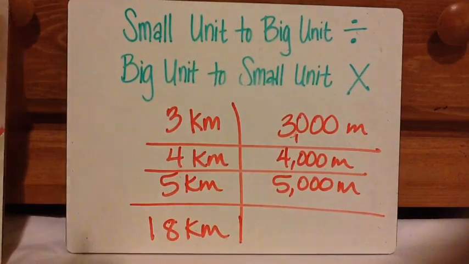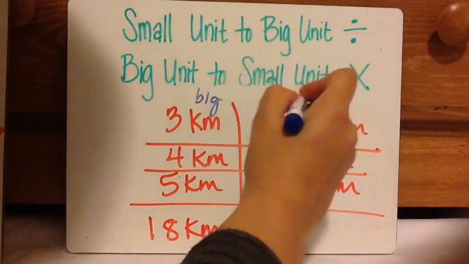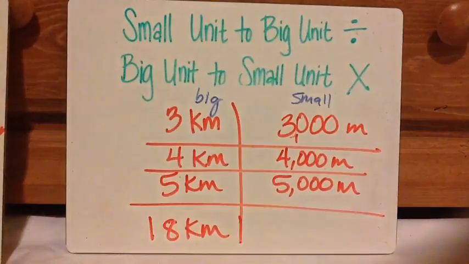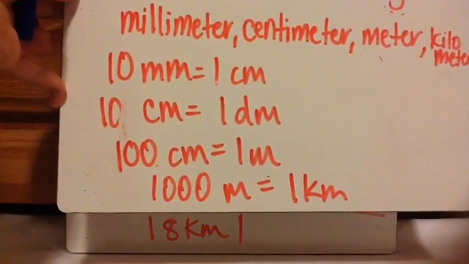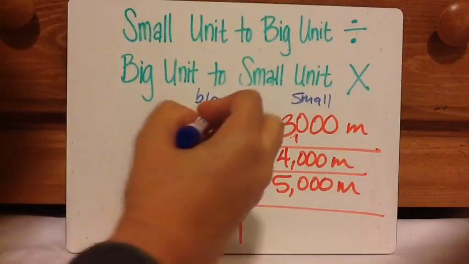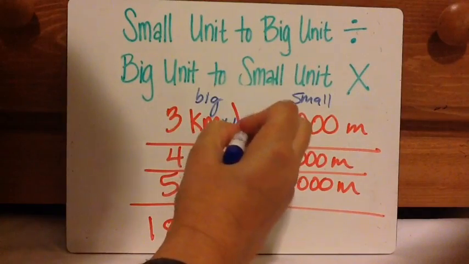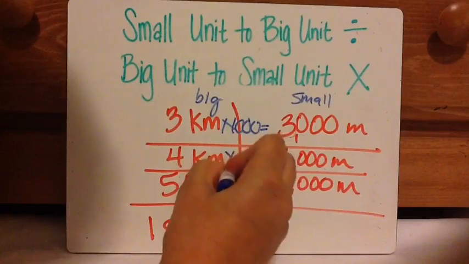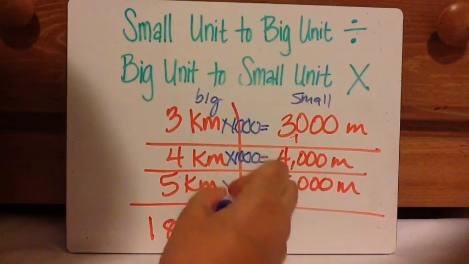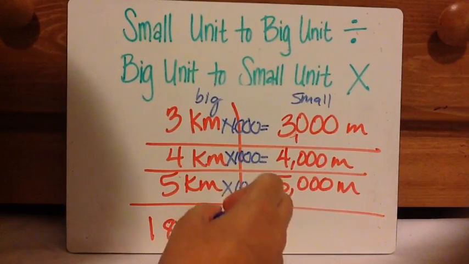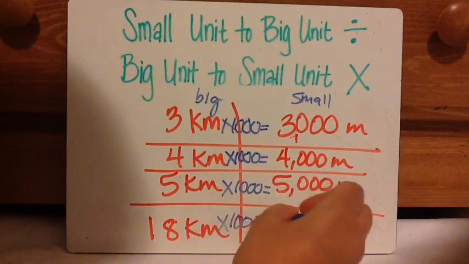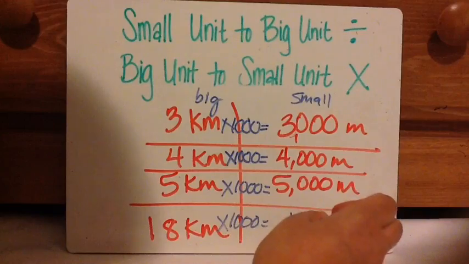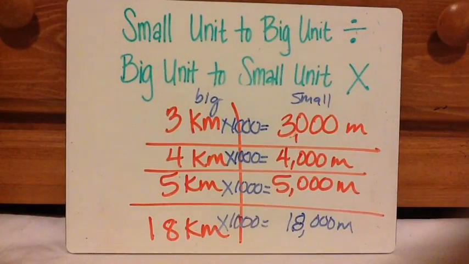Okay, so we are going from big unit to small unit, and every 1,000 meters is a kilometer. So if I have 3 kilometers, each kilometer is 1,000 meters. That makes it 3,000 meters. So my pattern is times 1,000. So then this would be 18,000 meters.